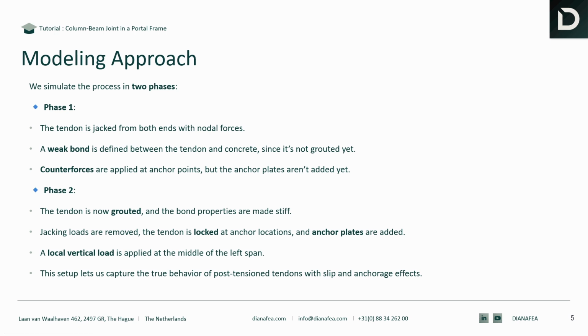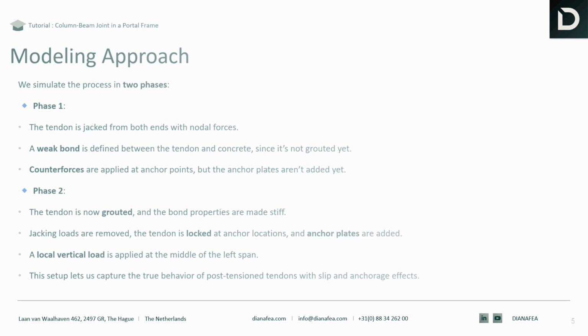I want to simulate the model in two phases. In the first phase, the tendon is jacked from both ends with a nodal force, and a weak bond is defined between the tendon and concrete since it's not grouted yet. In phase 2, the tendon is grouted and the bond properties are made stiff, the jacking loads are removed and the tendon is locked at the anchor location. And a vertical load is applied at the middle of the left span.